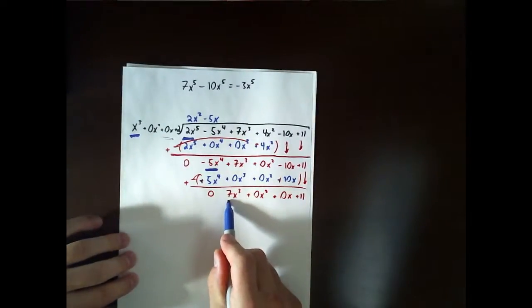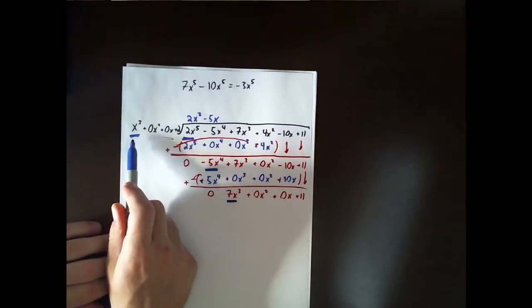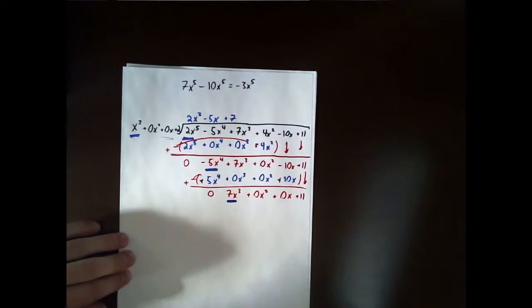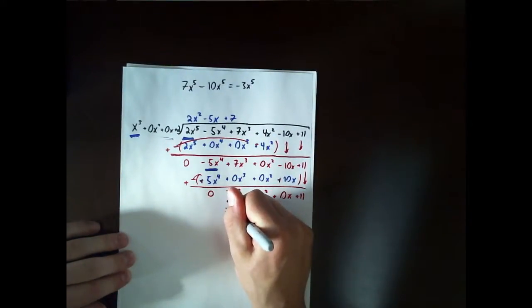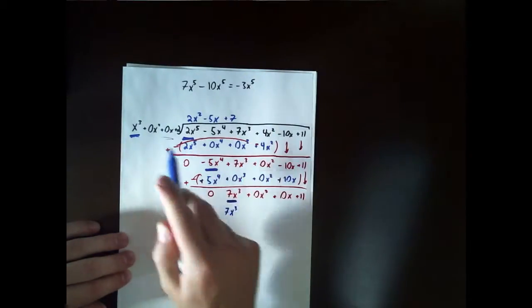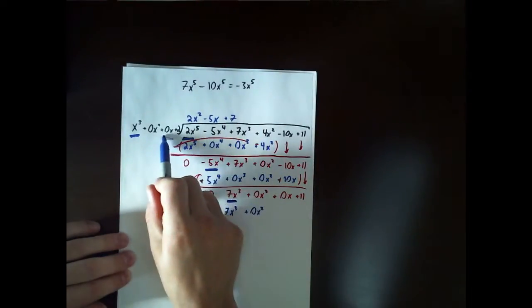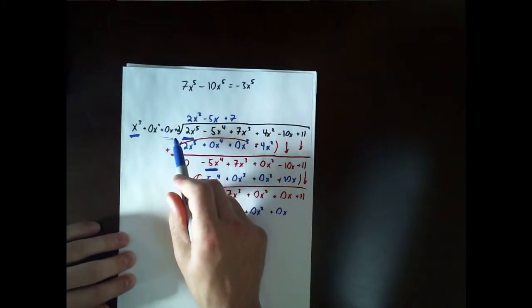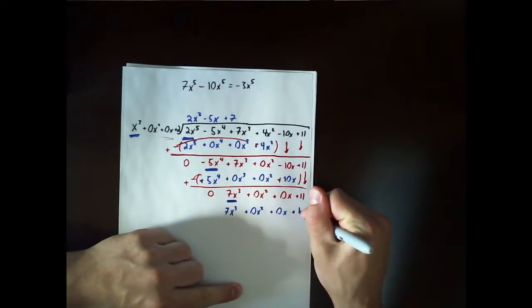And now we just have to complete our process again. So this time we're looking at this first term right here, 7x cubed. What do I need to multiply to x cubed in order to get 7x cubed? That's just plus 7. So we do 7 times x cubed, so we get a 7x cubed. 7 times 0x squared is just going to give us 0x squared. 7 times 0x is just going to give us 0x. And then 7 times 2 is going to give us plus 14.